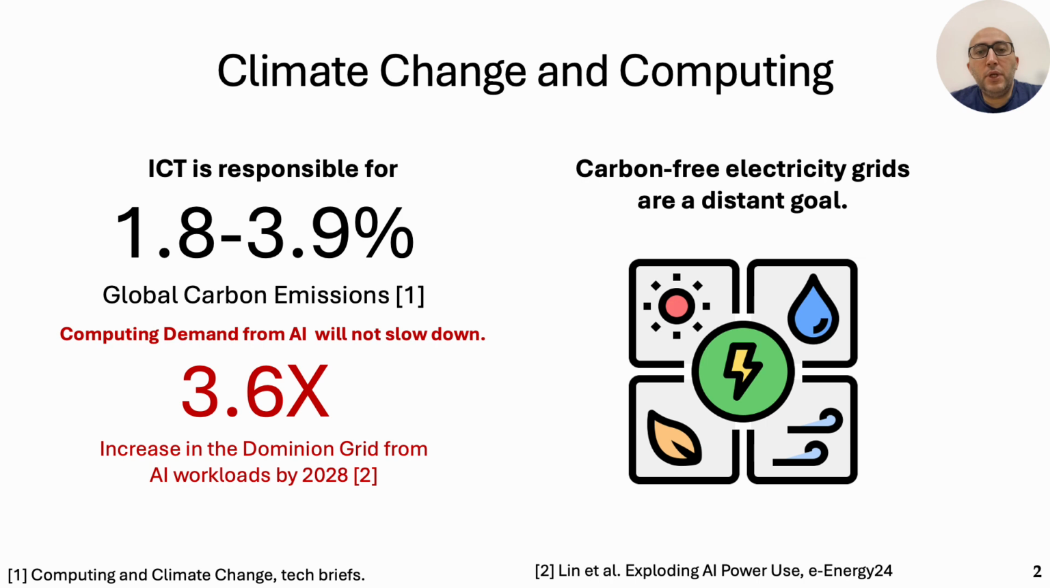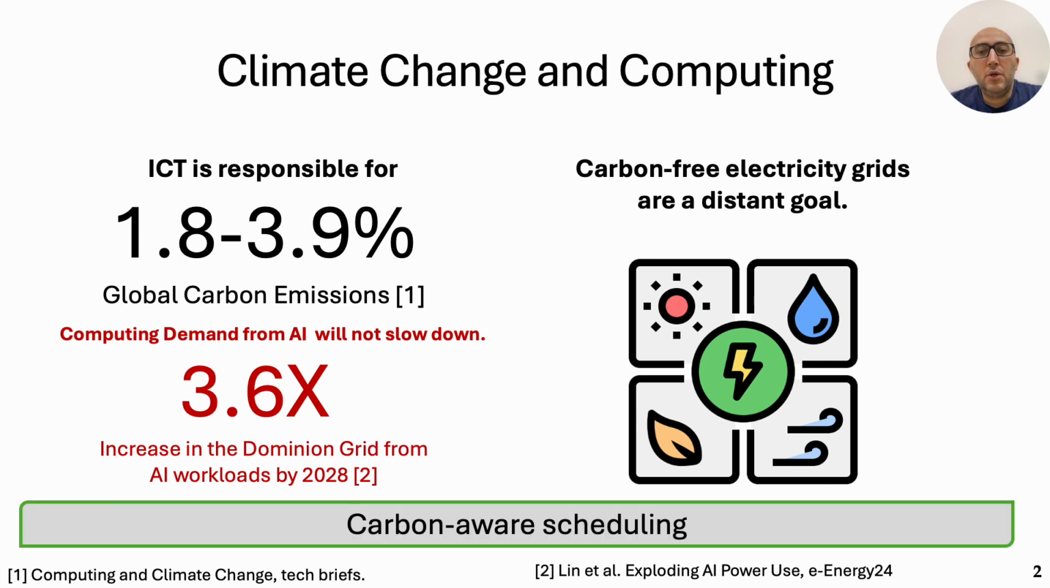Although adopting renewable and carbon-free energy sources greatly decreases computing operational emissions, a carbon-free electricity grid is decades away. So the solution is to directly minimize the carbon footprint of computing by shifting workloads based on the availability of clean energy, known as carbon-aware scheduling.